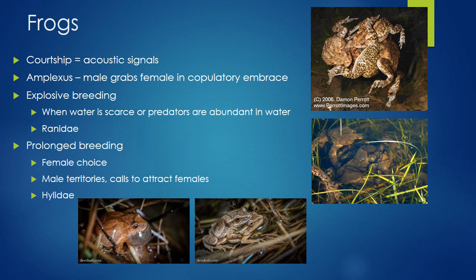With prolonged breeding, you'll see that females have more choice. The males will have territories and they'll call to attract the females, and it can be over a longer period of time where the females can really listen to the calls, and a lot of times the way the call sounds is indicative of certain physical characteristics. If the call is deeper, the male is usually bigger. If it's a more intense call, then it's a more energetic male. So the females will listen to all those calls and pick the one that they like the best. There's not really the rush that there is with explosive breeding. She can be picky. This happens in the family Hylidae.